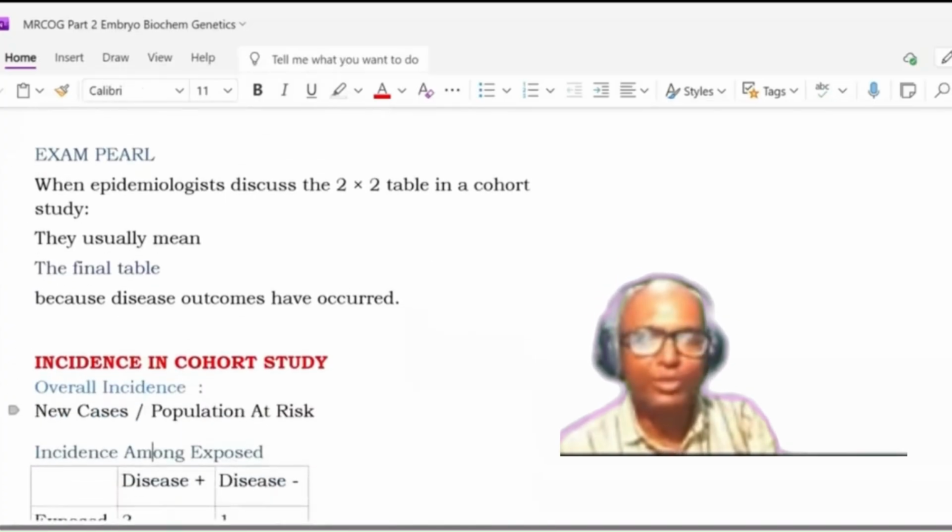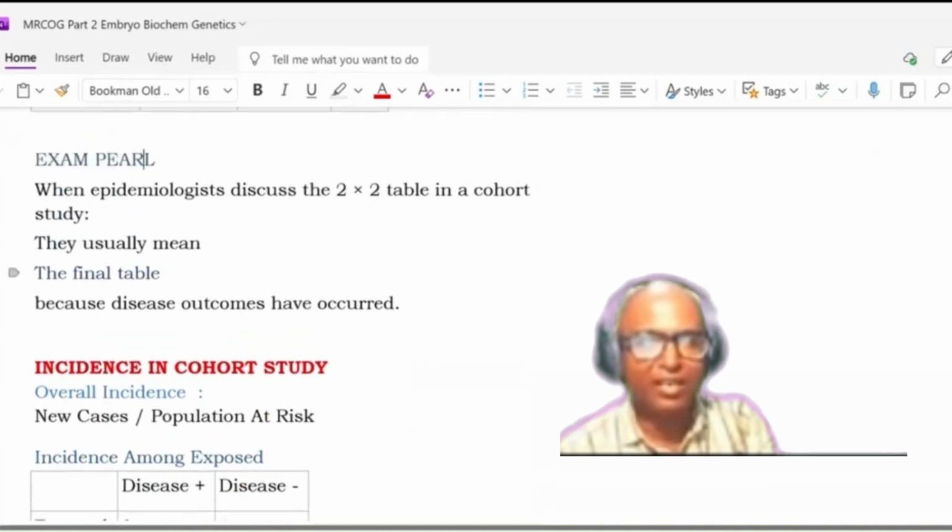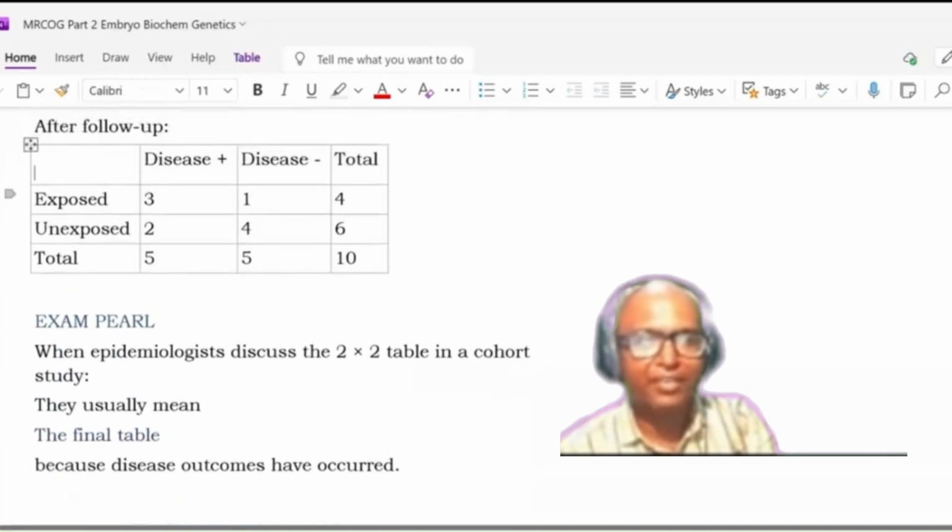So what you get in the cohort study is the incidence. How do you calculate the incidence? These are the new cases divided by the population at risk. New cases divided by the population at risk. So new cases here will be 3 and here it will be 2. So these 3 divided by the population at risk, which was 4.